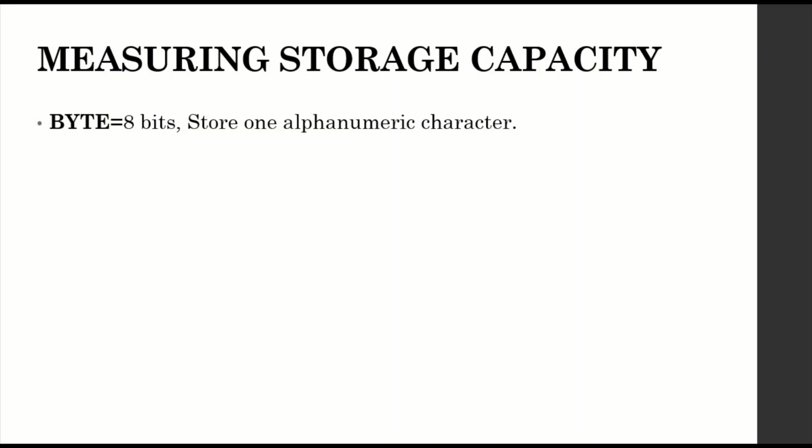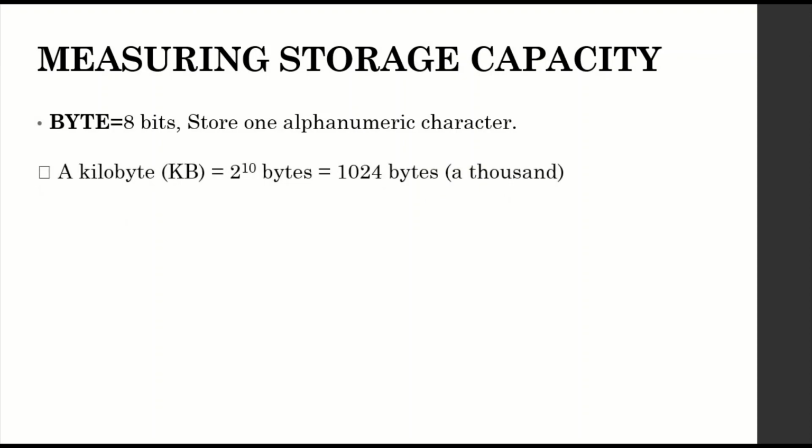So the basic unit of a computer is called byte. This is used to measure the capacity of storage devices or memories of a computer. So 1 byte is equal to 8 bits. So they can store 1 alphanumeric character. For instance, if you have letter B and letter S, each letter is represented by 8 bits.